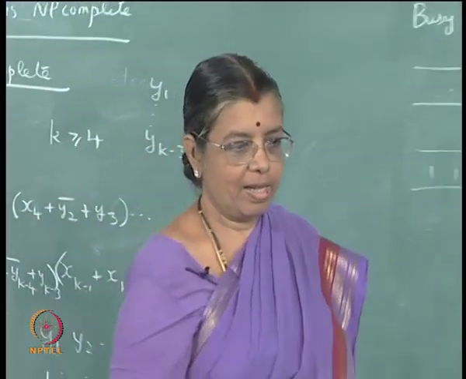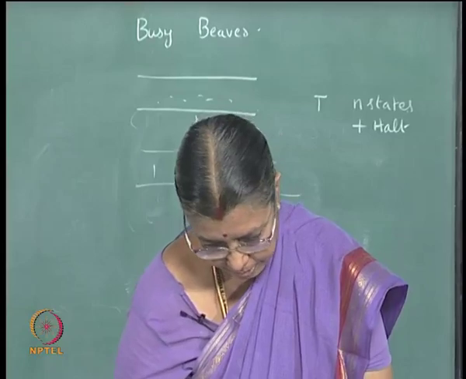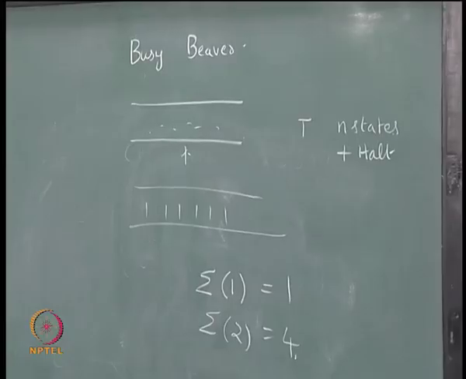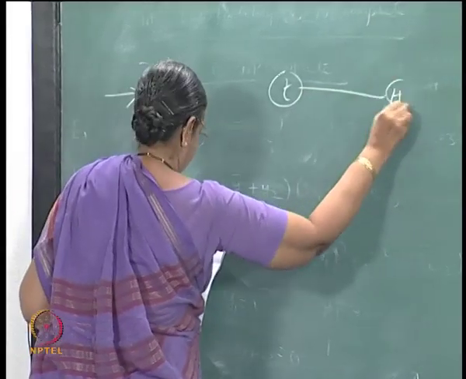The machine for that we can have two states, S and T. This is the initial state, then a halting state.